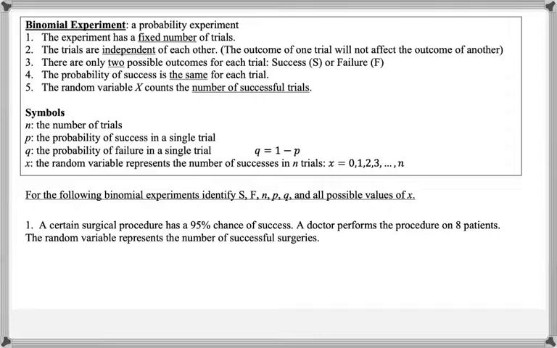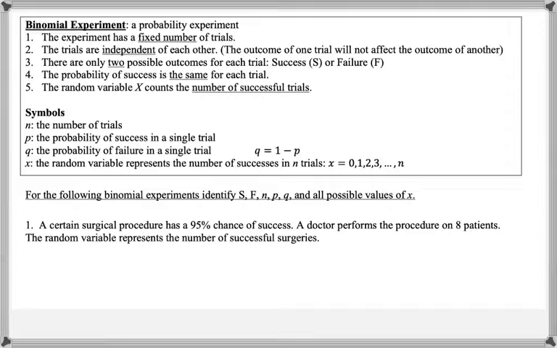The probability of success is the same for each trial, and the random variable x counts the number of successful trials. So we have some symbols. N is the number of trials, P is the probability of success in a single trial, Q is the probability of failure in a single trial, and Q is equal to 1 minus P.